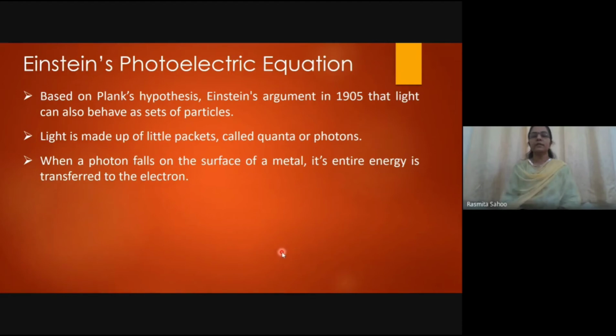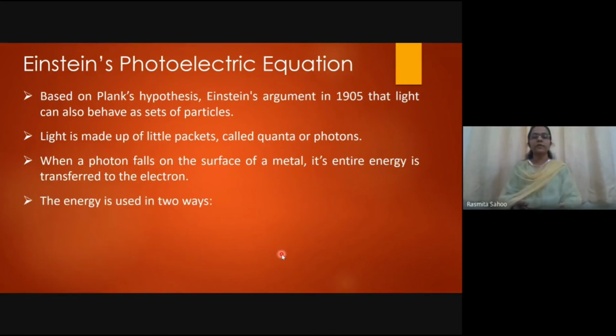They are not radiating continuous energy, and when a photon falls on the surface of a metal, its entire energy is transferred to the electron. So when that photon comes and hits the metal, the total energy of the photon is transferred to the electron. Energy is always conserved, so it should be utilized in some way. This energy given to the electron by the photon is utilized in two ways.